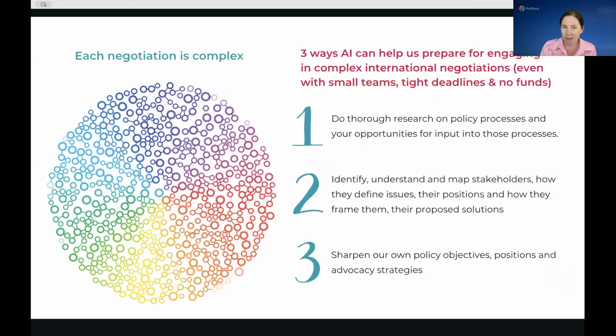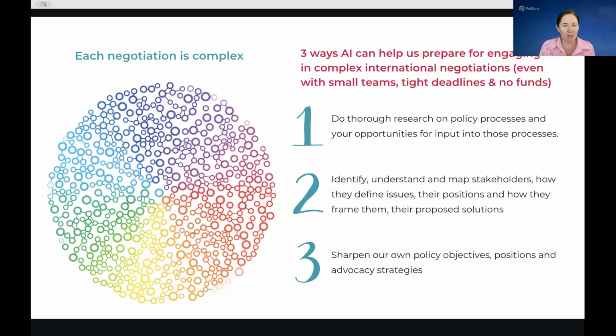So with that in mind, of these complex international negotiation processes, how can AI help us prepare as advocates, whether we're NGO representatives, diplomats in government missions to the United Nations and international organizations, academics, scientists, or even the business community? How can AI help us prepare for engaging in these processes?